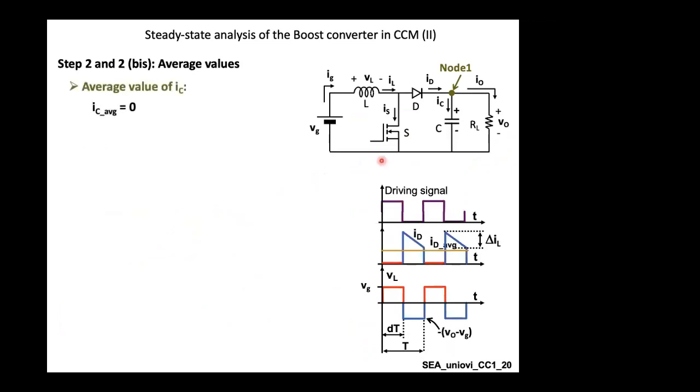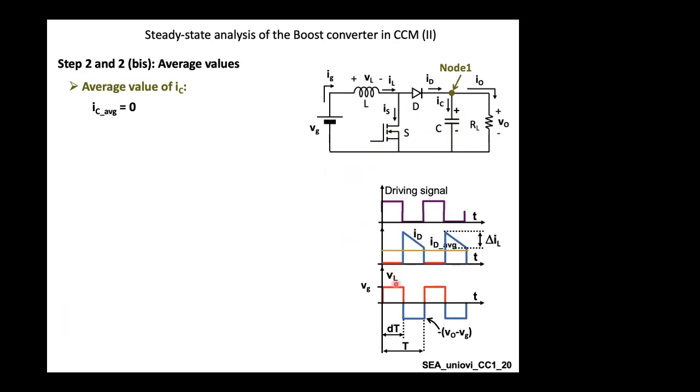Now, back to the analysis. First of all, you can say that the average current flowing in the capacitor is equal to 0. We already considered this in our previous part, when we considered the main concepts related to the power balance, the current flowing in a capacitor, the voltage drop on an inductor, and so on.